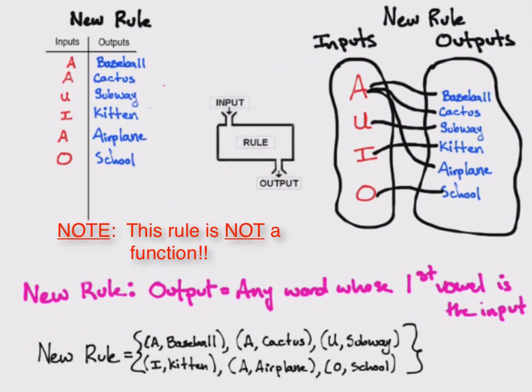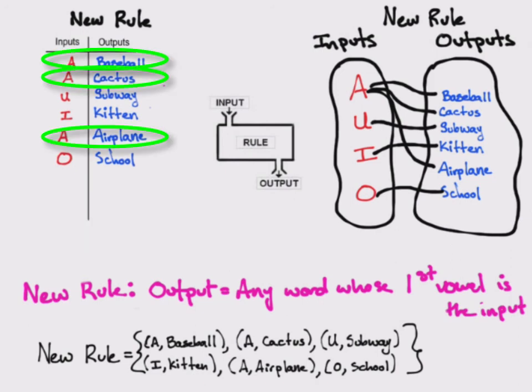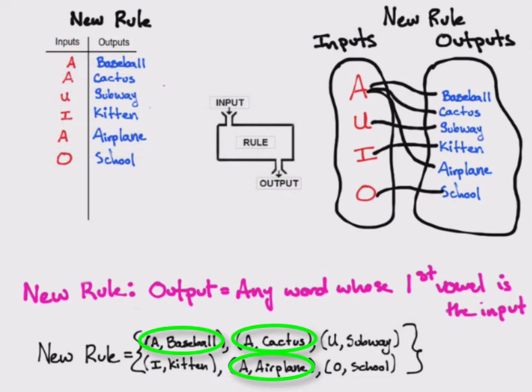You can see it as well in our table of values that A is an input 3 times with 3 different outputs. And in our ordered pairs, there are 3 ordered pairs whose first entry are A, meaning that the input A has 3 different outputs. So in this case, not a function.